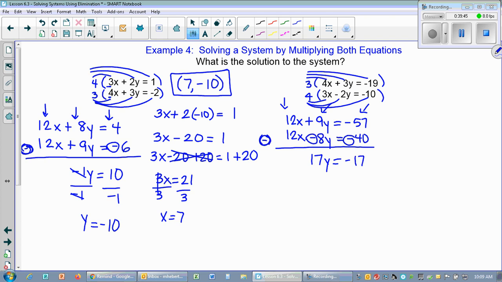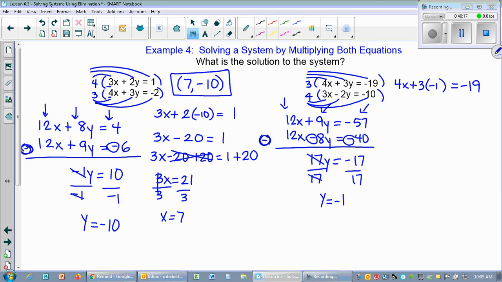We will now divide each side by 17 in order to get a coefficient of 1y. Negative 17 divided by positive 17 is equal to a negative 1. So now I know my y value, so I'm going to substitute it into my first equation. So I have 4x plus 3 times my y value equals negative 19. I'm going to put a negative 1 in here.